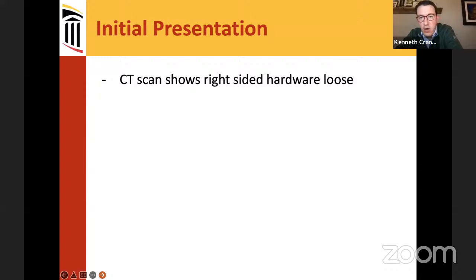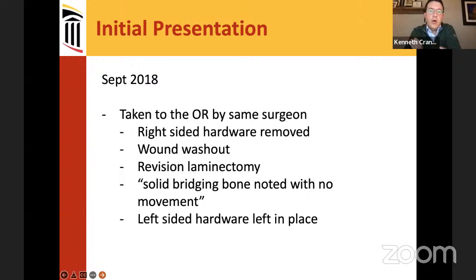CT scan showed that the hardware, at least on the right side, was loose. So he took her back to the OR a couple weeks later, removed the right-sided hardware, did a wound washout and a revision laminectomy. This is all just based on the op note, and it said that there was solid bridging bone with no movement, so he left the left-sided hardware in place and closed her.